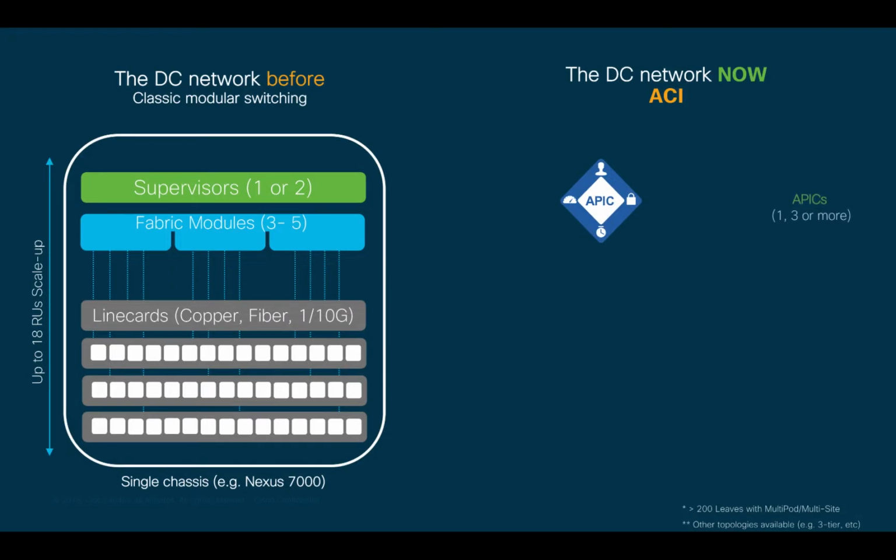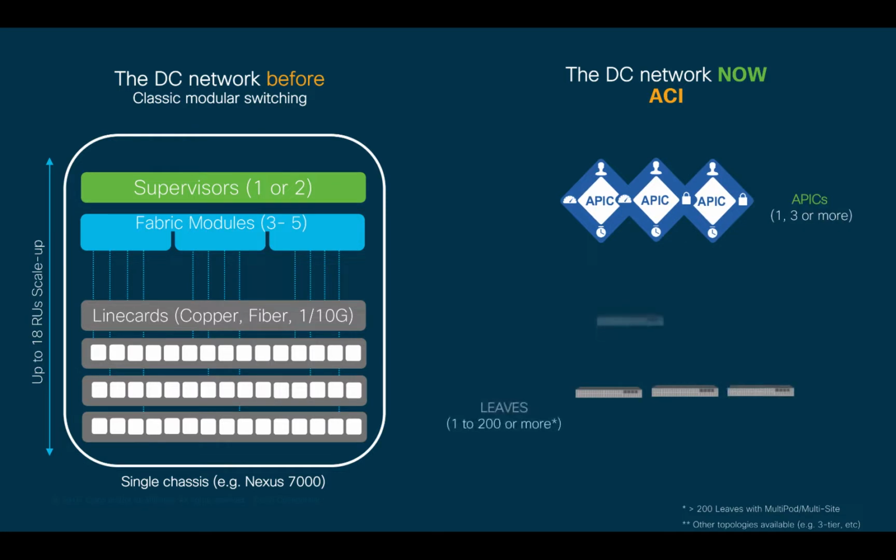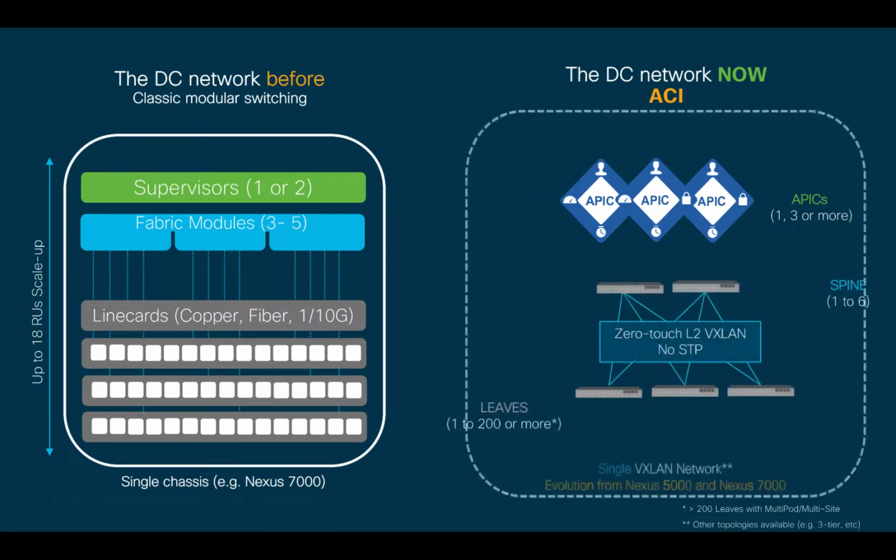ACI will scale as your business needs it. Need higher availability at the configuration layer? Sure, add more APICs. Need more ports? Add more leaves. Or need more throughput? Add more spines. It is that simple and automatic.